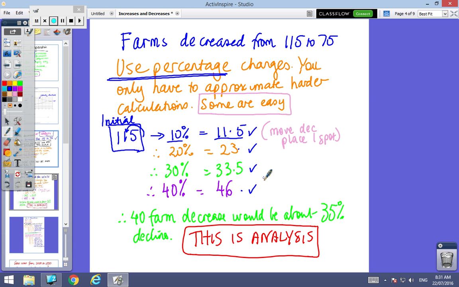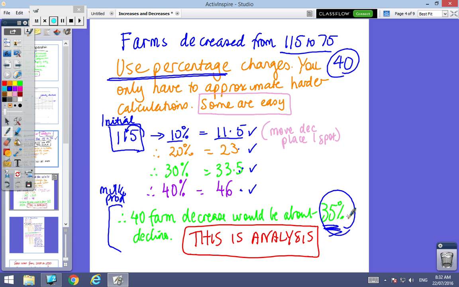So the farms decreased by 40 farms, okay? And so we say, well, 40 farms is between 30 and 40, so now we've got some analysis. We've said that the farms decreased by about 35%. You don't say exactly 35% because you don't have a calculator. So a 40 farm decrease is about 35%. And when you look at other bits of information, like the milk production, comparing the farm decrease with the number of cows or the milk production, we might make some more comparisons.